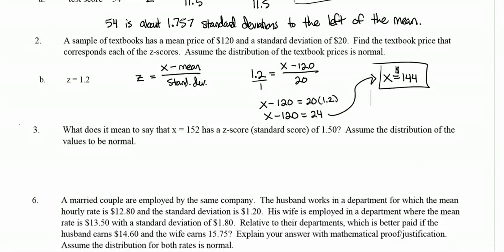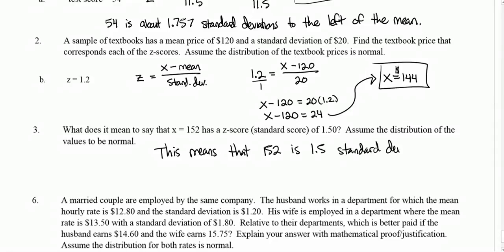Number 3, what does it mean to say that x equals 152 has a z-score or a standard score of 1.5? Assume the distributions are normal. So this means that 152 is 1.5 standard deviations positive, so we're going to say to the right of the mean.